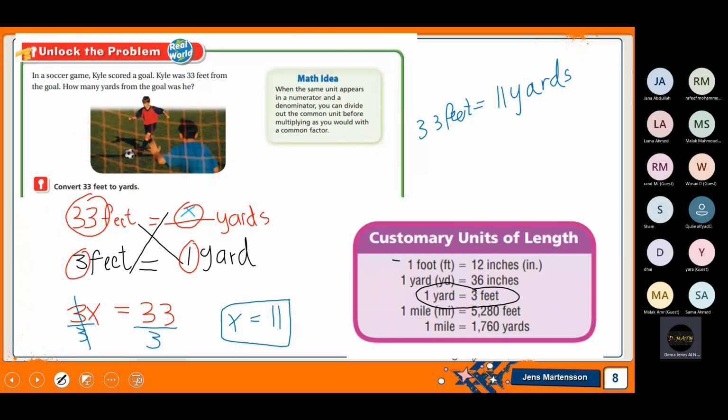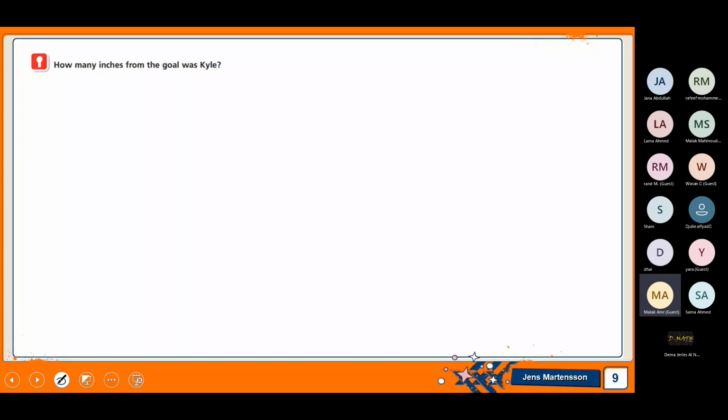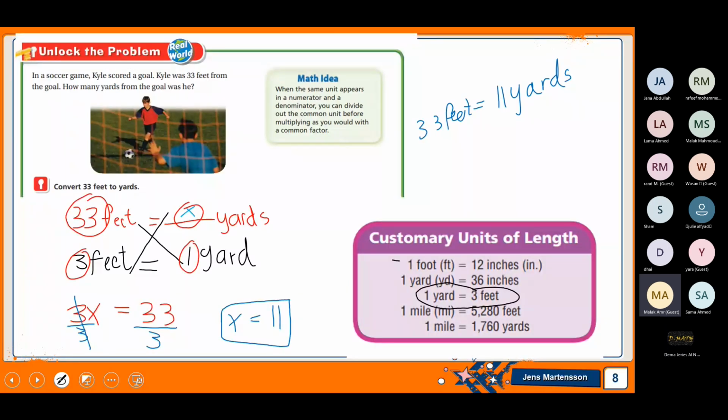Teacher, I don't understand. What didn't you understand? The steps. Okay, I want you now to go with me to the second one. I didn't understand how we know what is the denominator and what is the numerator.